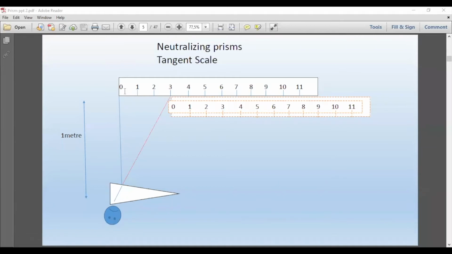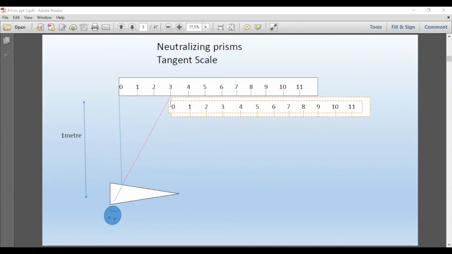You see where that 0 is displaced. Now, in this example over here, by looking at it through the prism and slightly above, you'll see that this 0 is displaced towards the 3. And if you're 1 meter away from the ruler, this prism would be a 3-prism diopter prism. So this is the old-fashioned way of doing it.